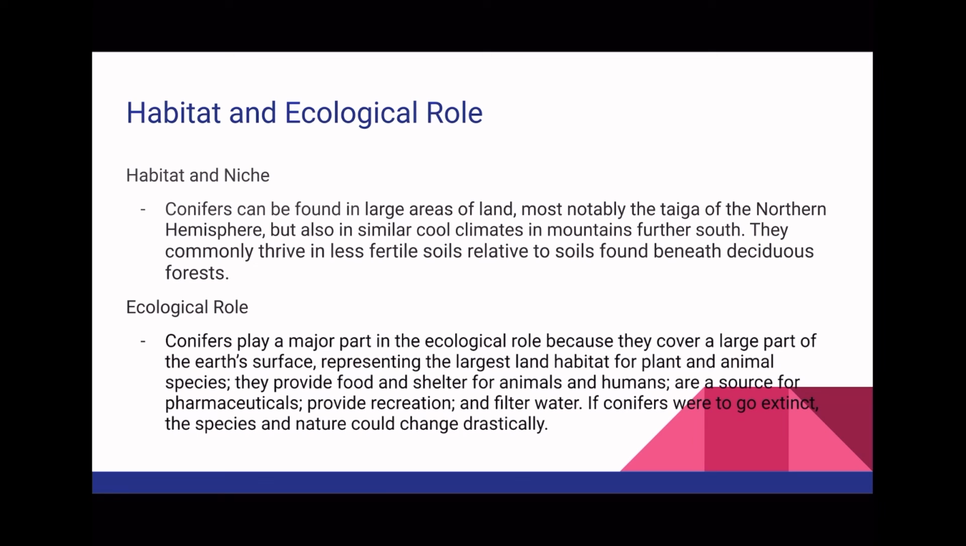Ecological role. Conifers play a major part in the ecological roles because they cover a large part of the Earth's surface, representing the largest land habitat for plant and animal species. They provide food and shelter for animals and humans, are a source for pharmaceuticals, provide recreation, and filter water. If conifers were to go extinct, the species in nature could change drastically.